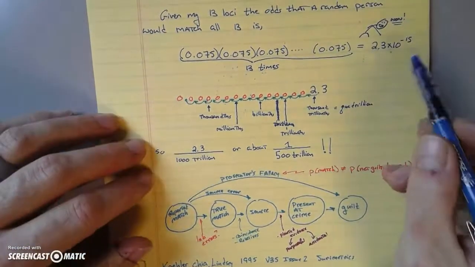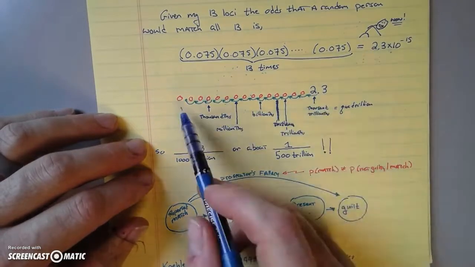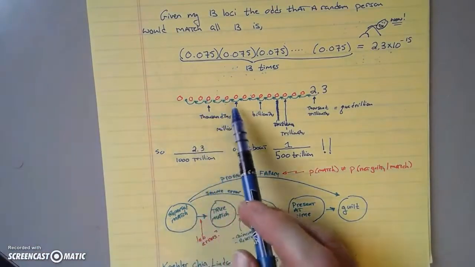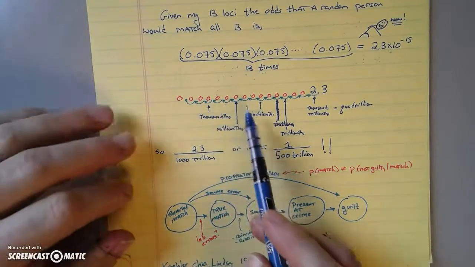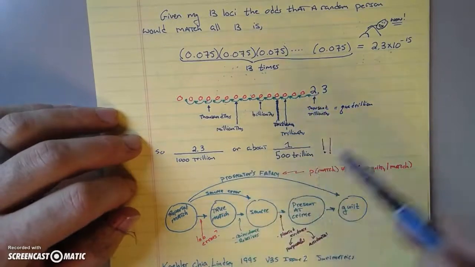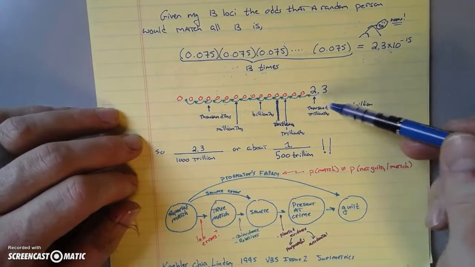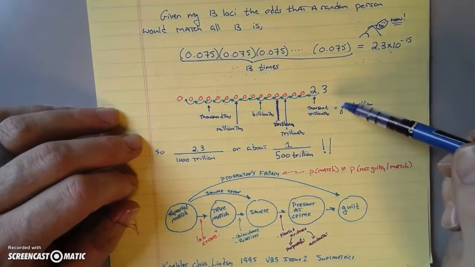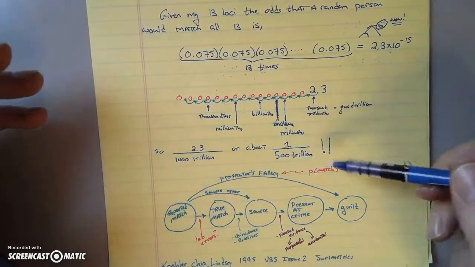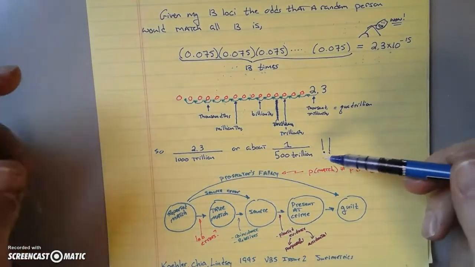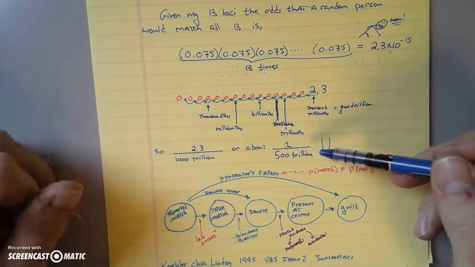So here's an attempt. This minus 15 means move the decimal point over 15 times. And then you can go through. You can always identify tens, hundreds, thousands, 10,000s, 100,000s. Identify these milestones and work your way across. Here the 2 is at the 1,000 trillionths spot. So 2.3 over 1,000 trillion, or about 1 over 500 trillion. Wow, that's an extraordinarily small number. It's extraordinarily unlikely, okay? It would seem.